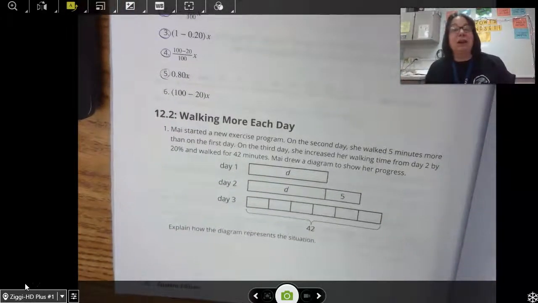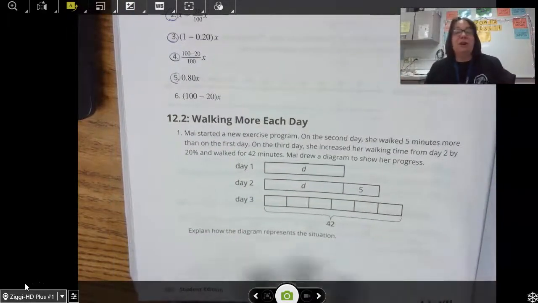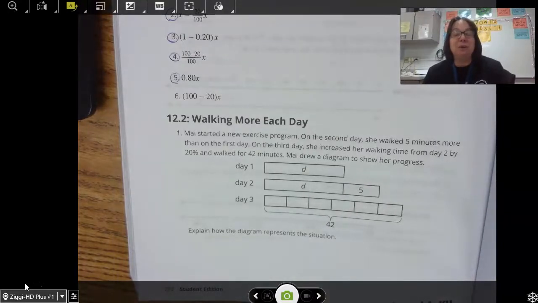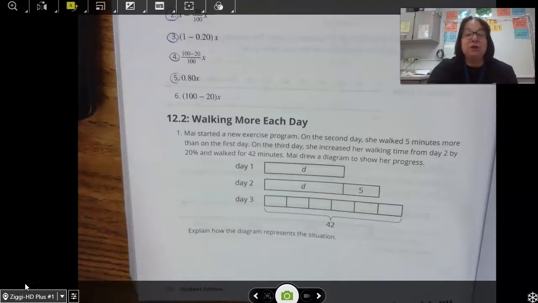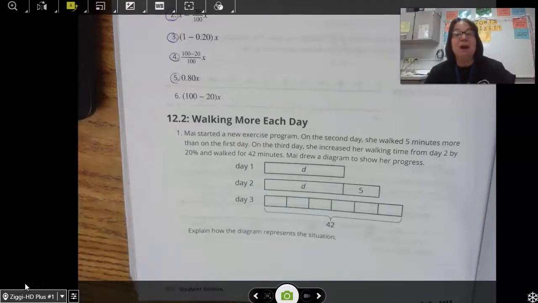So now let's look at walking more each day. May started a new exercise program. On the second day, she walked 5 minutes more than on the first day. So day 2, the diagram shows that she walked 5 minutes more. On the third day, she increased her walking time from day 2 by 20% and walked for 42 minutes. So on day 3, we know it all adds up to 42.